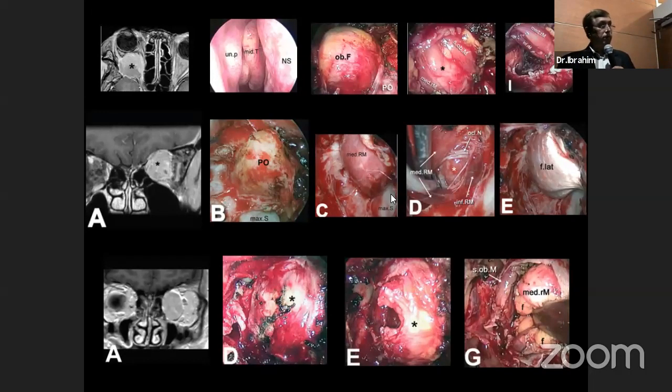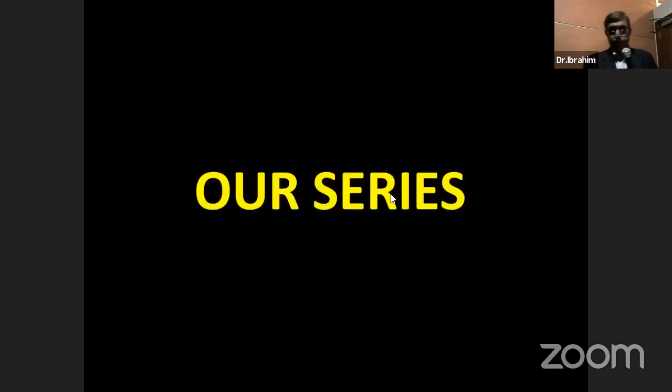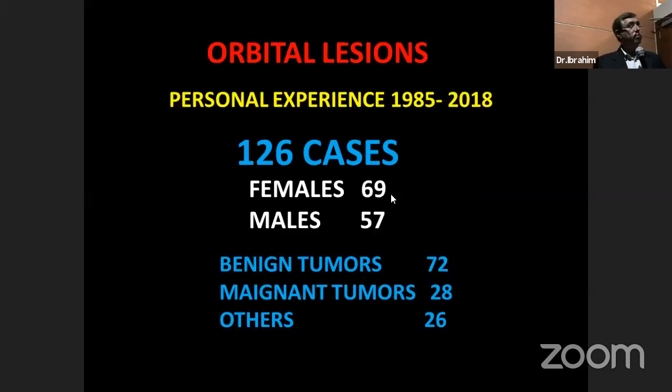Again, different examples of different lesions and how they approach it via endoscopy. Just reading this paper gives you insight into new anatomy. It's a very pleasurable feeling. My series of intraorbital tumors, 120 cases, 85 since I came from England till 2018, mostly females, benign tumors, 72, malignants, 28, others, 26.